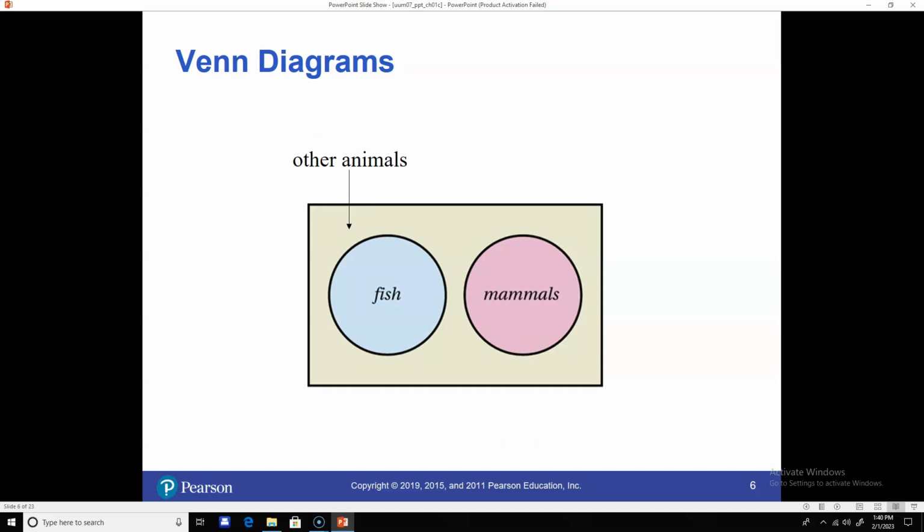This one, again, we have all animals, and then we have fish and mammals. So there's no fish that is a mammal and no mammal that's a fish. So these two sets are what are known as disjoint. Yeah, they say disjoint. Sometimes you also hear disjoined. Both are used interchangeably.